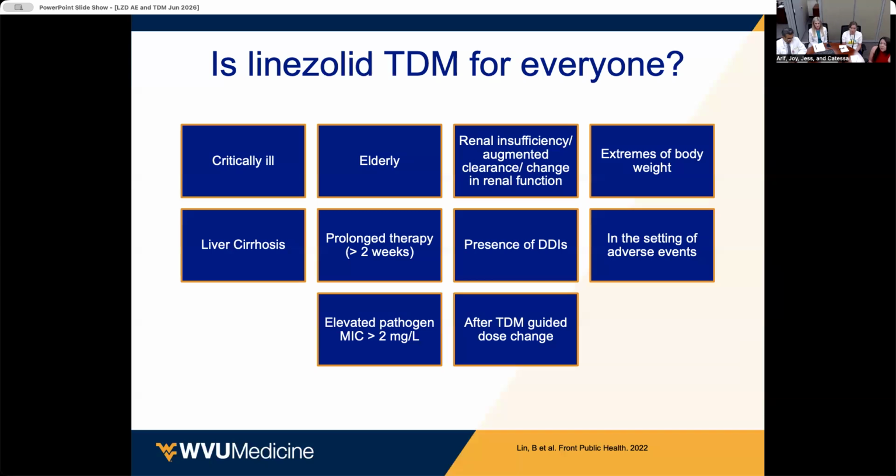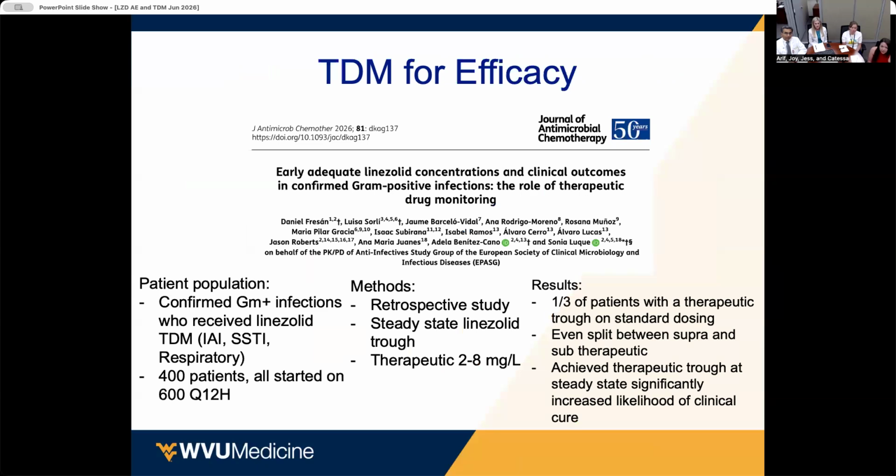So a pathogen with an elevated MIC greater than 2. So this would be if you have a staph infection with an MIC of 2 to 4, we would recommend a linezolid TDM for those folks. And then after a TDM, guided dose change is generally recommended as well. Moving to the next slide.